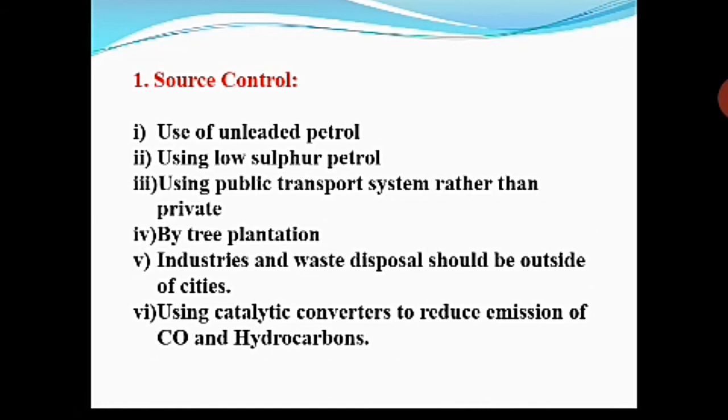Then, using the public transport system rather than private. One should prefer the public transport system rather than private vehicles, because this will reduce the number of vehicles on the road, and that will ultimately reduce atmospheric pollution. If more vehicles are running on the road, it will create atmospheric pollution. So by using public transport systems such as bus, railway, etc., we can minimize air pollution.